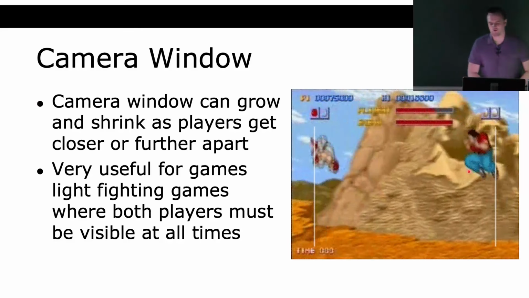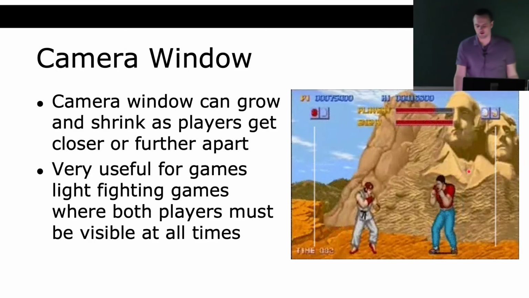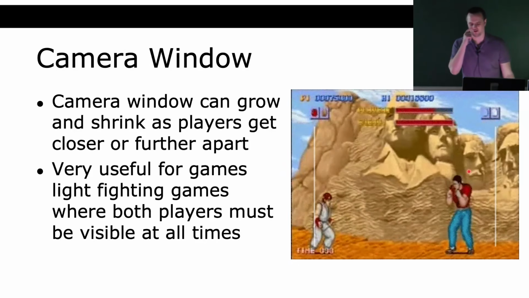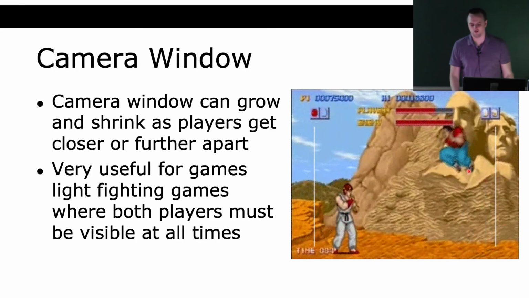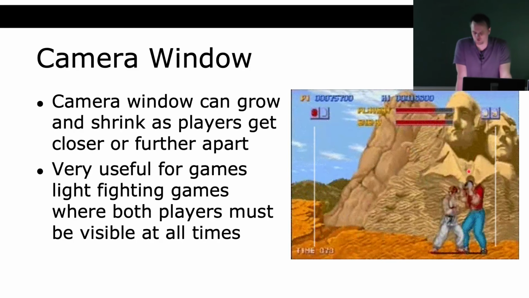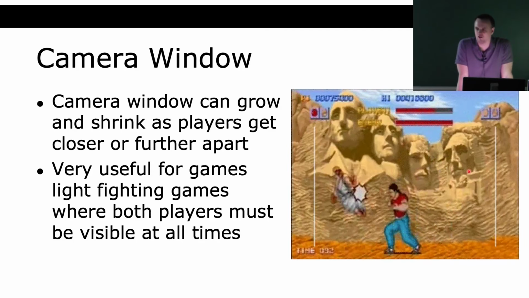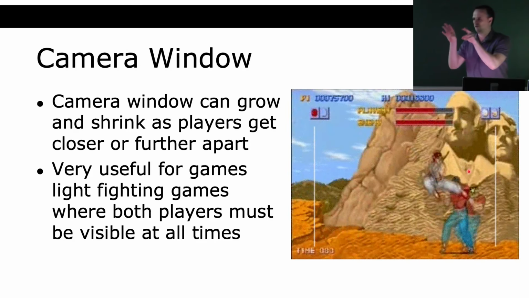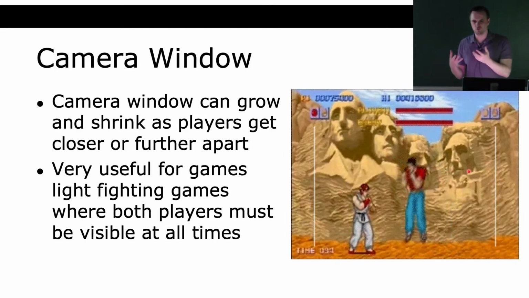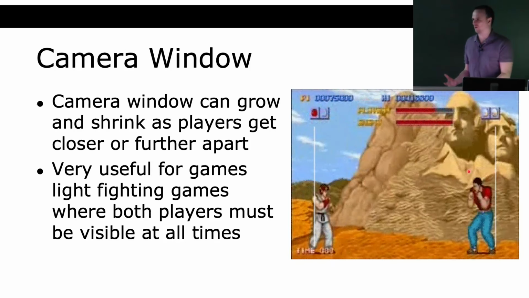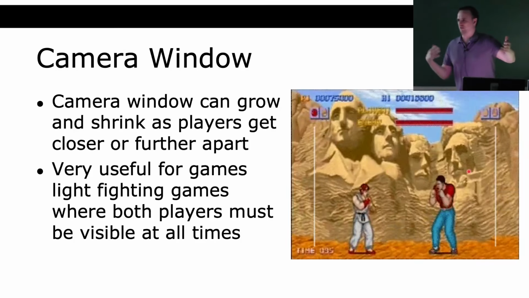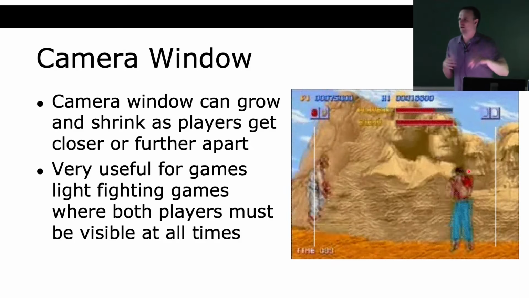Camera windows are also a thing, especially in fighting games. So the camera window can grow and shrink as players get closer or further apart. And this is really useful in games like fighting games where you can't give an advantage to any of the things on the screen. So this is like a two-player fighting game. You might be in some tournament somewhere. Why would you let one person run off the screen but not the other person? That would give an advantage to someone.